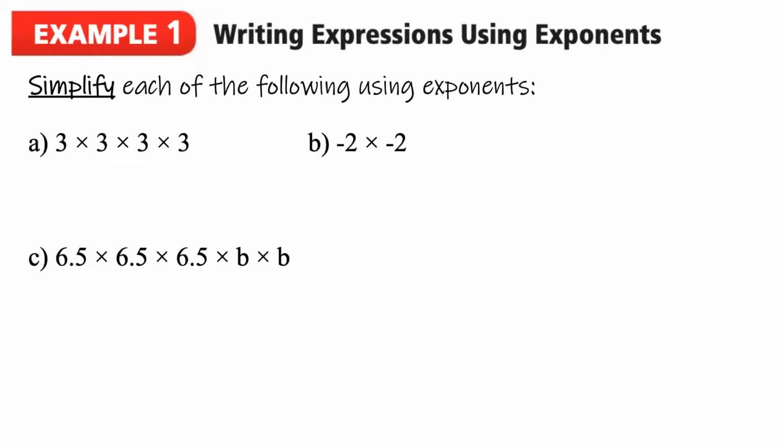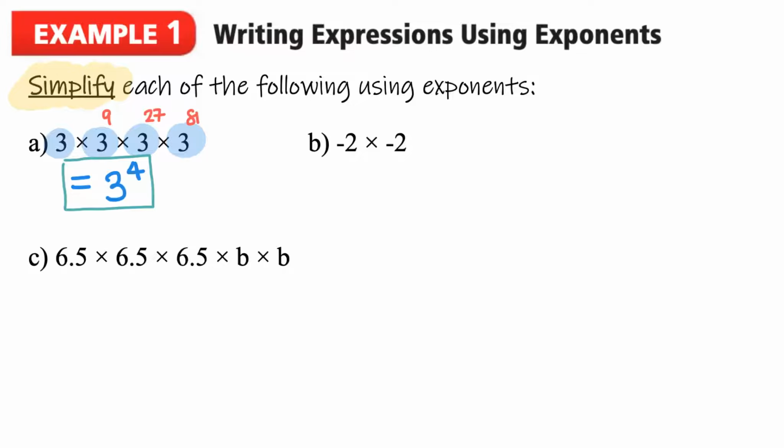Alright, so let's take a look at our first examples for this video. We're going to be writing expressions using exponents. And the key word here says simplify. So simplify each of the following using exponents. For letter A, we've got 3 times 3 times 3 times 3. So the 3 is being multiplied by itself 4 times, so we can write this as 3 to the power of 4. Notice that I'm leaving it as 3 to the power of 4. I'm not trying to calculate what the answer is. I'm not doing 3 times 3 is 9, 9 times 3 is 27, 27 times 3 is 81. So when we simplify, we can leave it with the exponents.